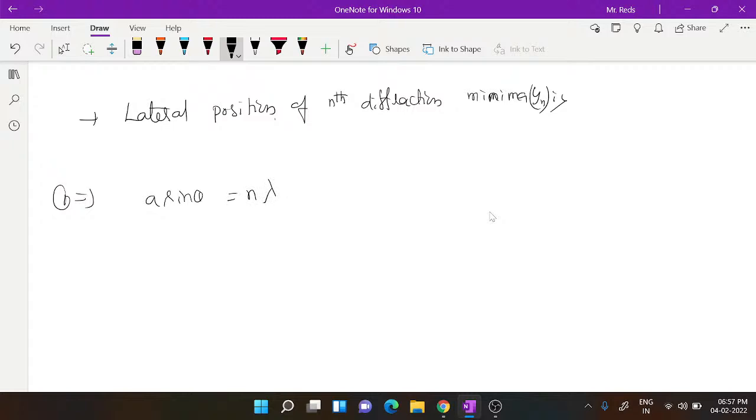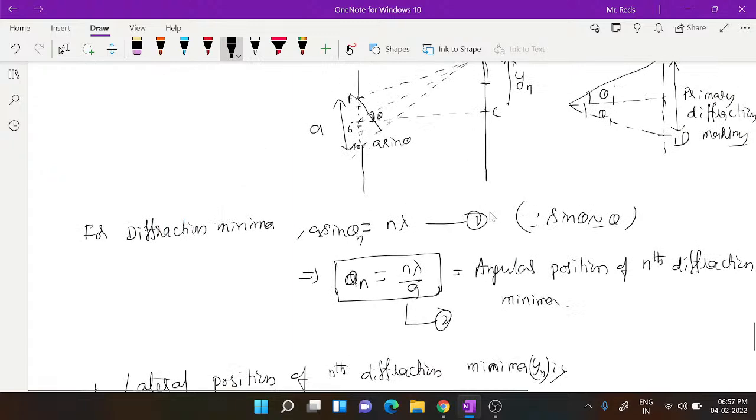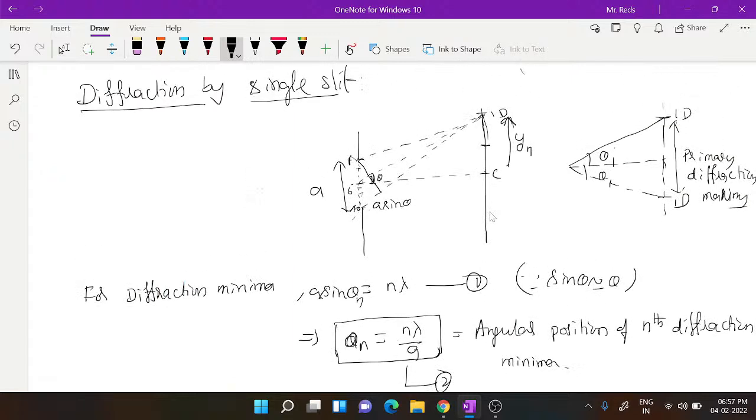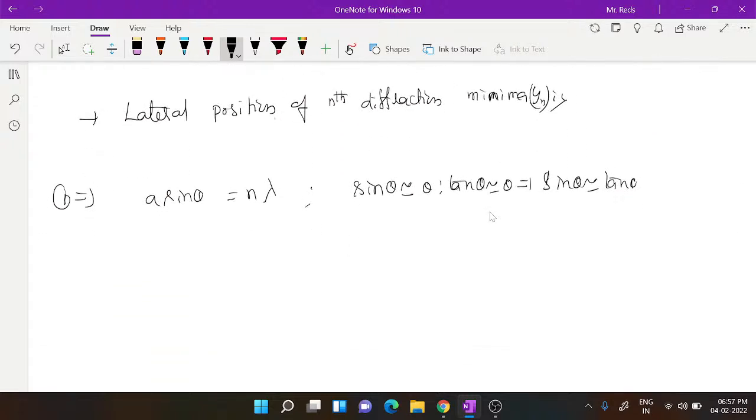But for smaller angles, we can say sin theta is approximately equal to theta, and tan theta is also approximately equal to theta. So we can say sin theta is approximately equal to tan theta. If this is the central part O, this point is P, this point is Q, then OPQ is a right angle triangle, provided the screen is at a distance D from the slit. Then tan theta is equal to opposite side by adjacent side, that is y by D. So sin theta approximately equal to tan theta is equal to y by D.